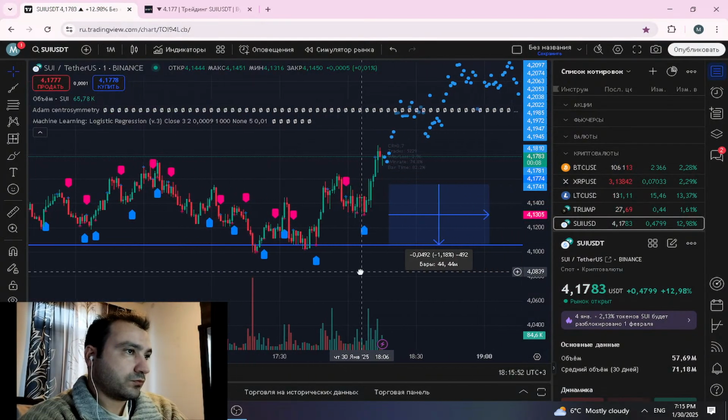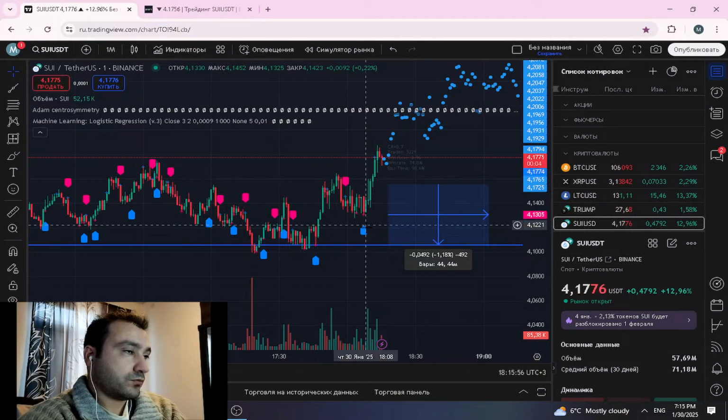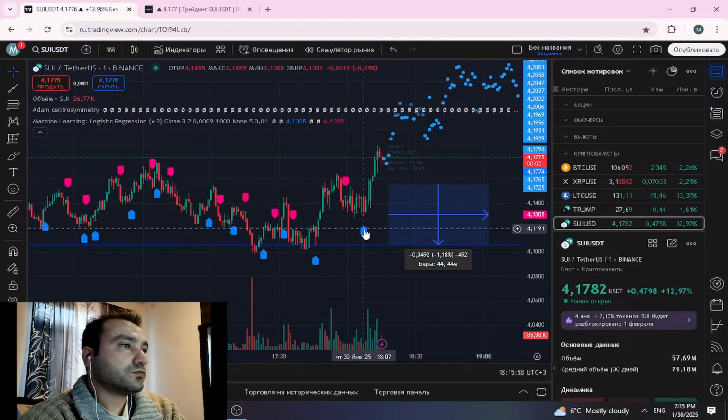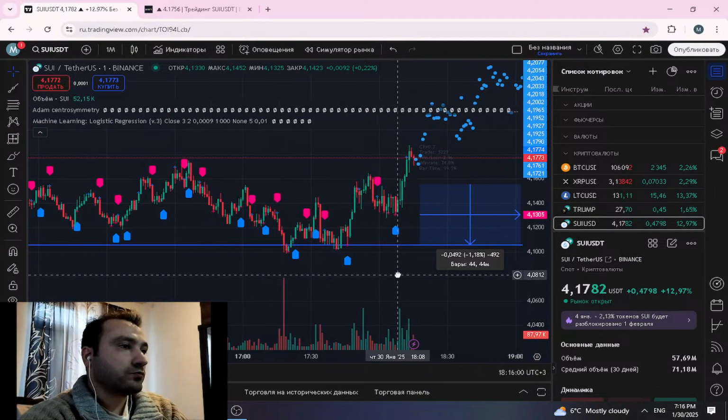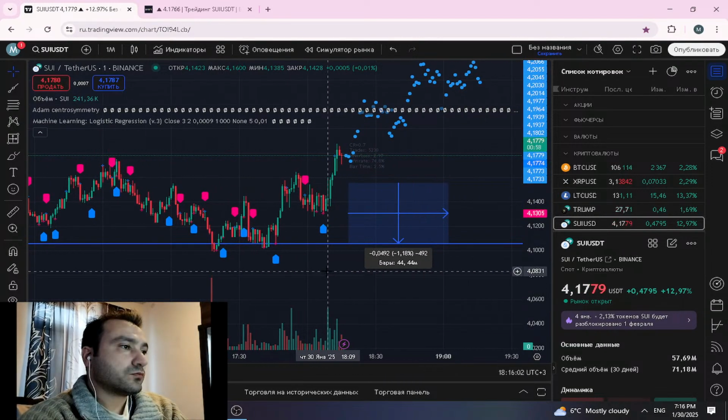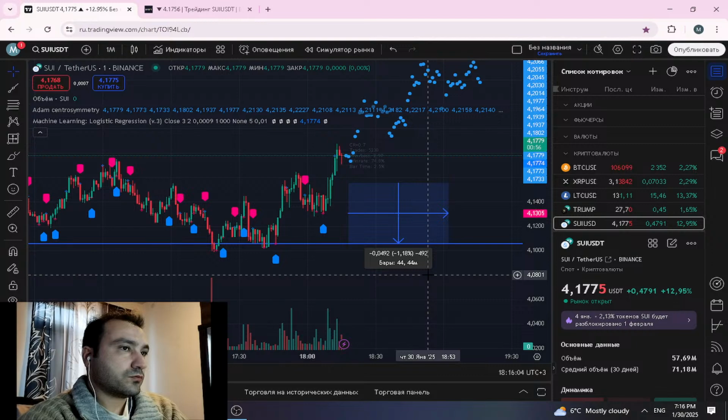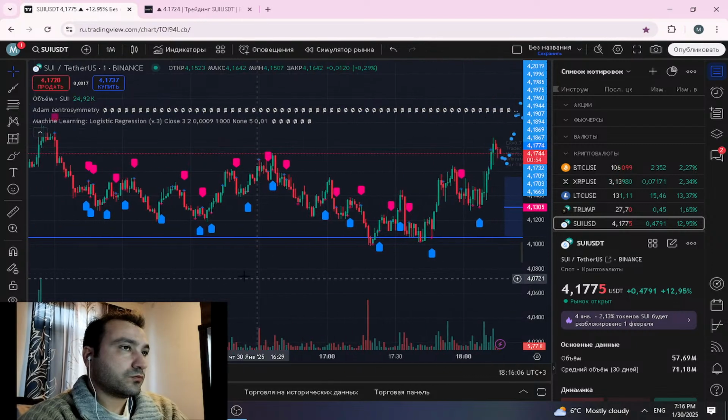Next, we will want to add the final indicator. Click on Indicators and type in Trend Alert. Select this one here and add it to your chart. Okay, so now that you have added all 3 indicators, your chart should look like this. Let's get into how we can take trades.